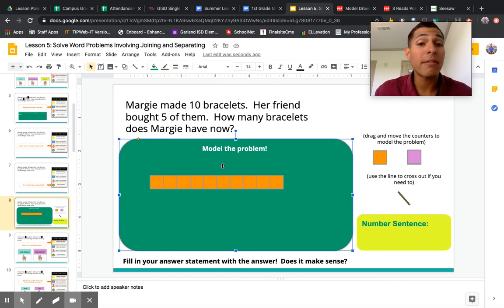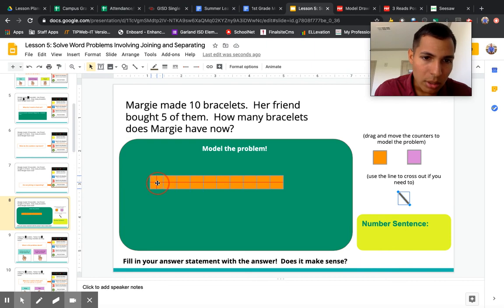Her friend bought 5 of them. How many bracelets does Margie have now? So her friend bought 5. Is Margie losing bracelets or gaining bracelets? Losing bracelets, right? Yep. That's where we're going to use our lines to cross out. But how many is she losing? How many did her friend buy? 5. Exactly. Let's go. We've got to cross out 1 bracelet, 2 bracelets, 3 bracelets, 4 bracelets, 5 bracelets, right? How many bracelets does Margie have now?